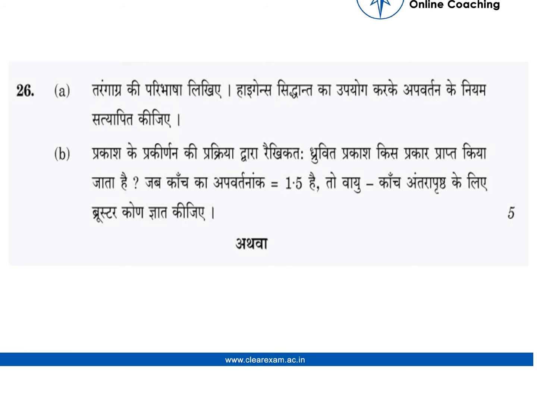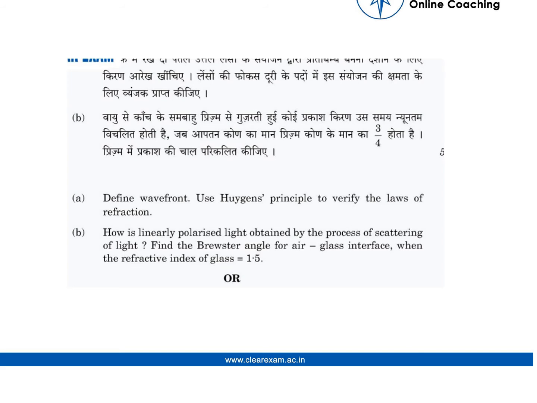Question number 26 is part A. Define a wavefront. Use Huygens principle to verify the laws of refraction. And part B is how is linearly polarized light obtained by the process of scattering of light. Find the Brewster angle for air-glass interface when the refractive index of glass is 1.5.